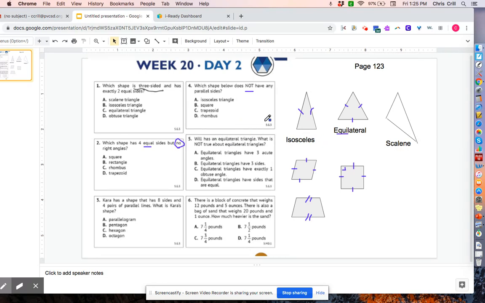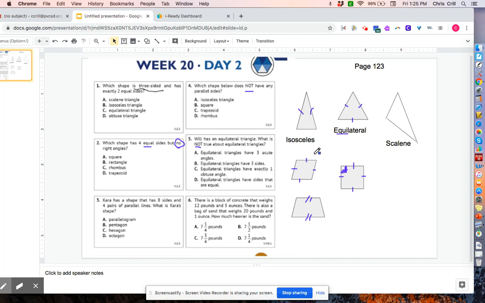Number 5, Will has an equilateral triangle. There it is, a reference for you. What is not true about an equilateral triangle? They're going to ask you questions that might include some review about angles. So we identified this as a right angle.